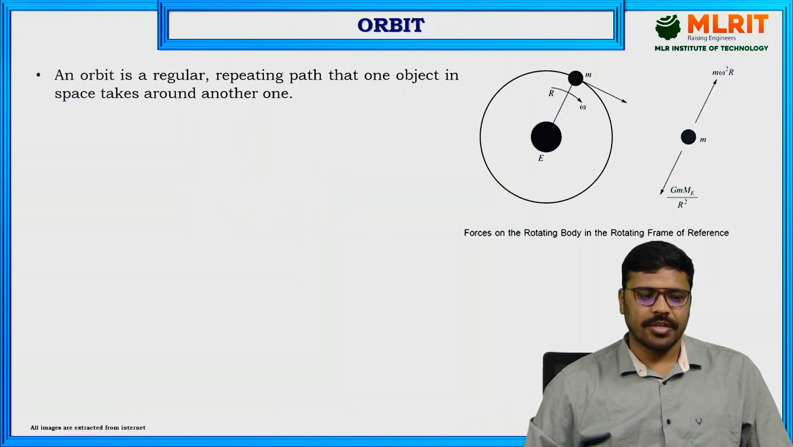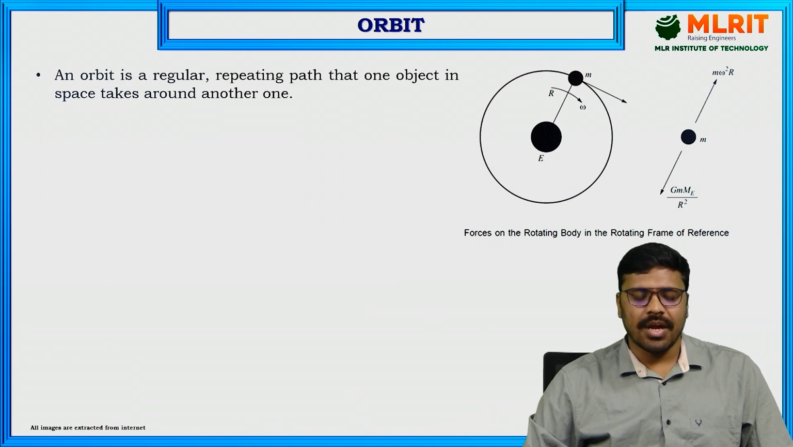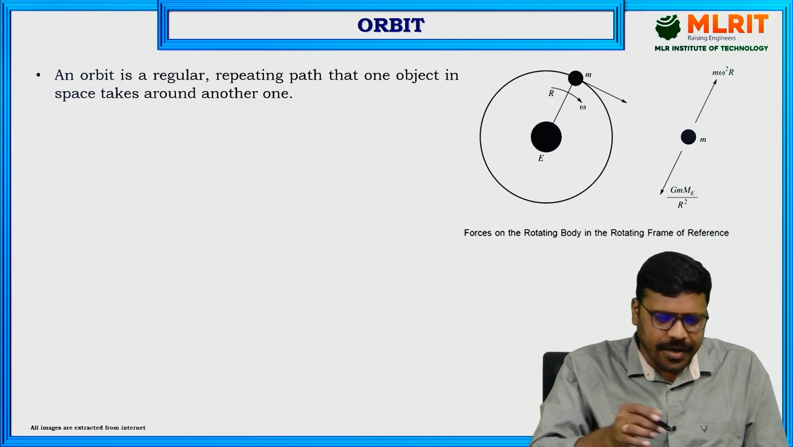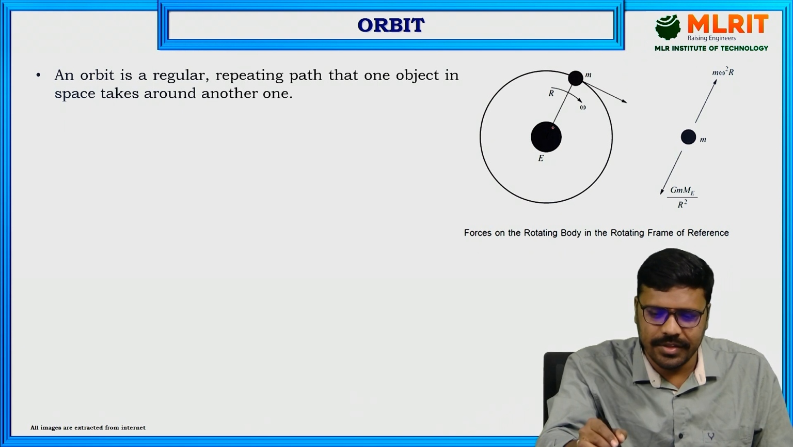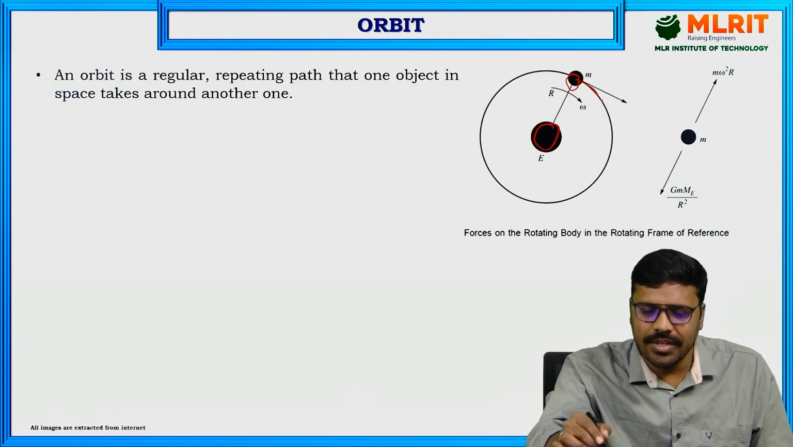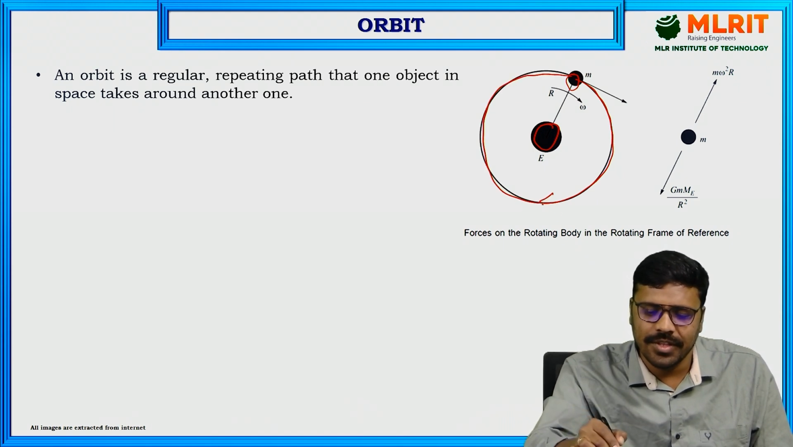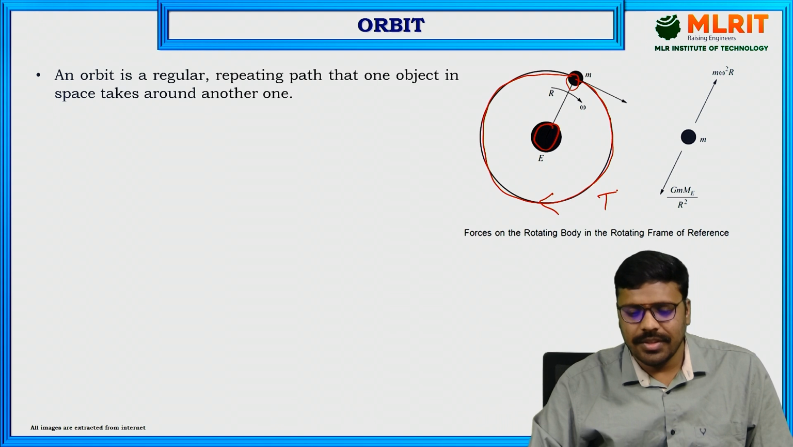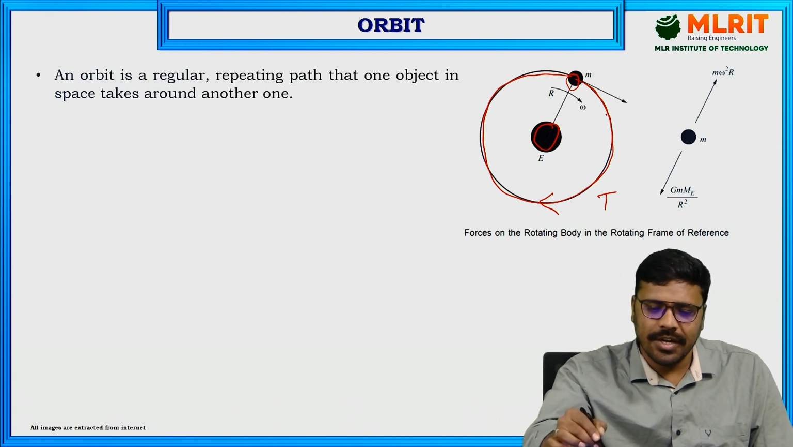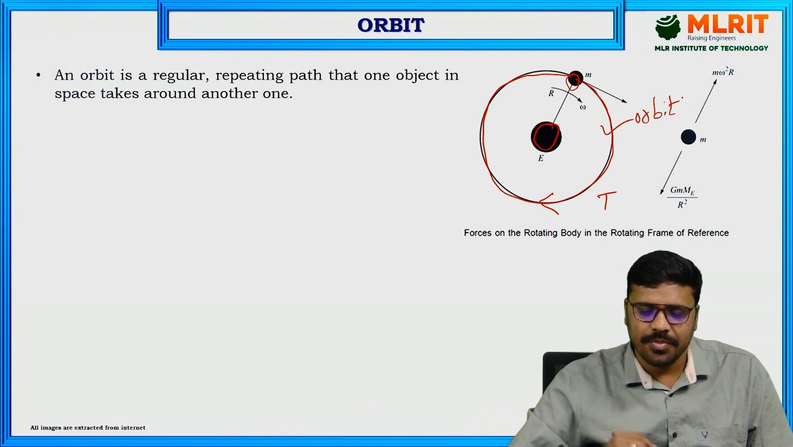So coming to the orbit. What is actually an orbit? An orbit is a regular repeating path that one object in space takes around another one. So it is a regular path followed by an object. Suppose this is the earth, and there is a mass m moving in a circular path. Regularly this object moves in the same path with the same time. Then that particular circular path is called the orbit.